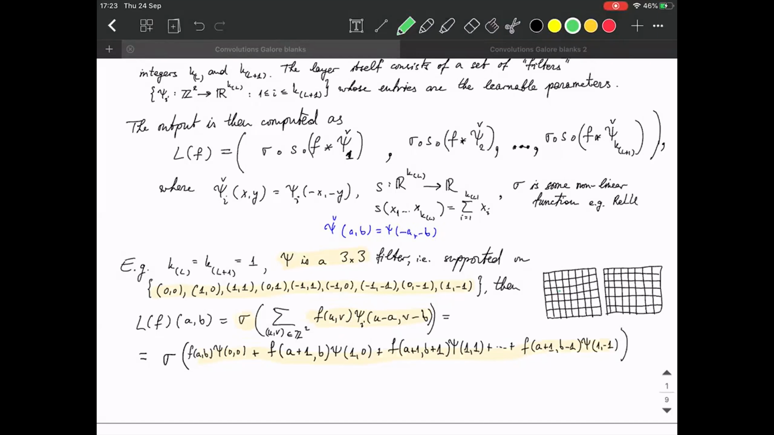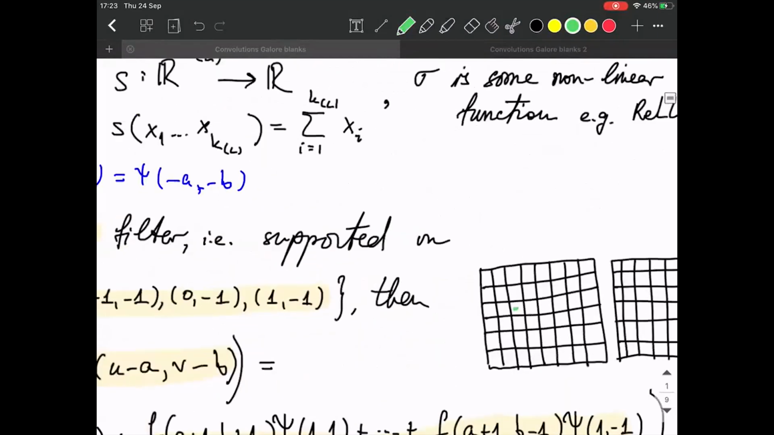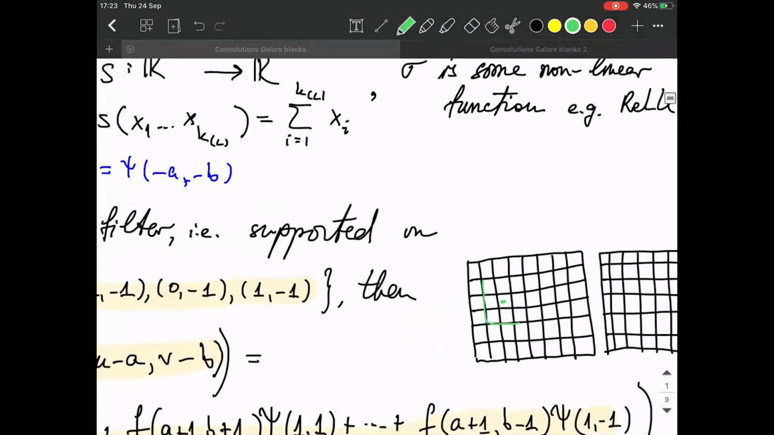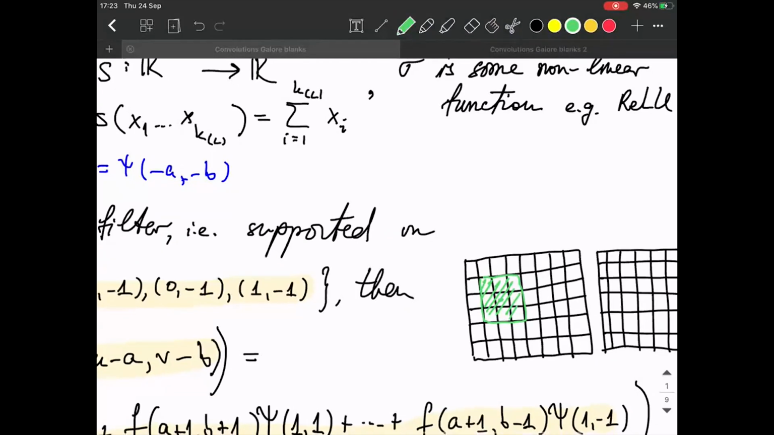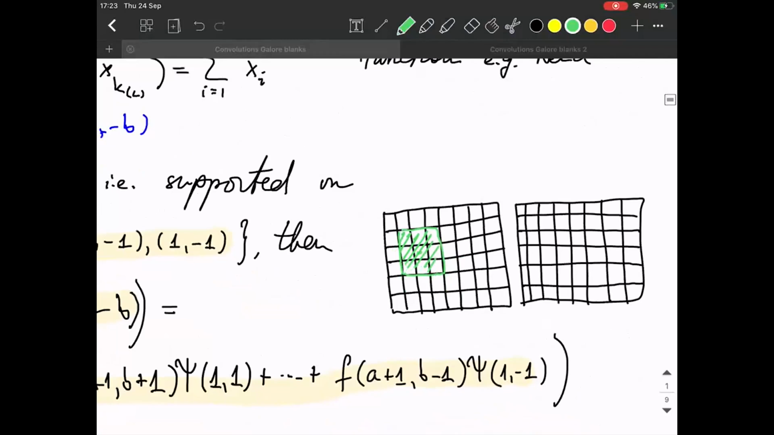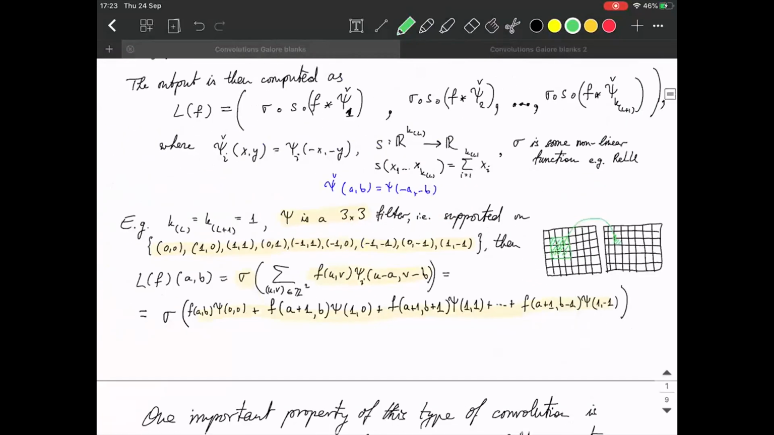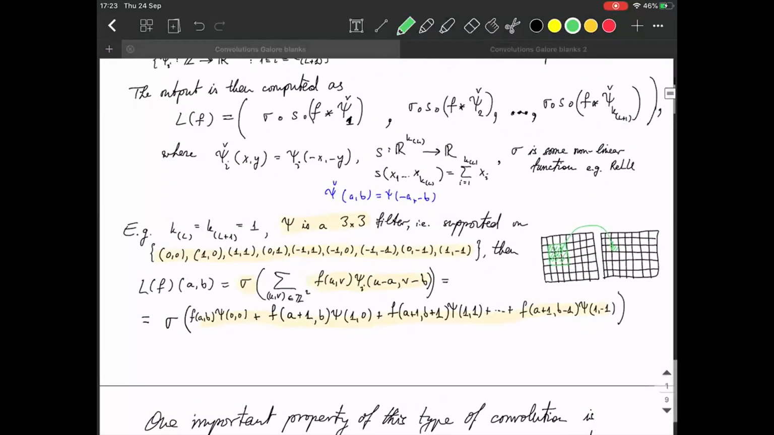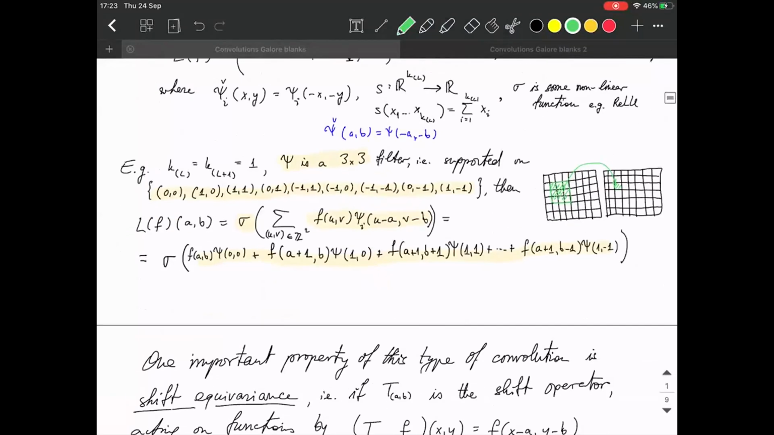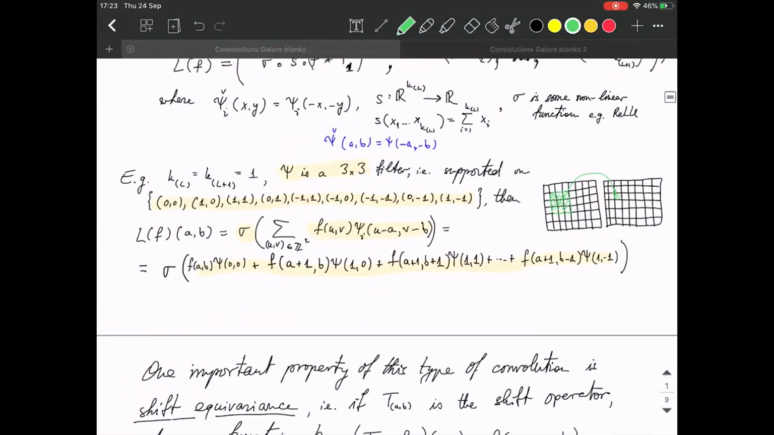So suppose maybe this is the point (a,b) here. We've centered the filter there, and we just multiply the values of the filter with the values of the image, and this becomes our feature value in the feature space. And an actual convolutional layer has many filters stacked on top of each other.